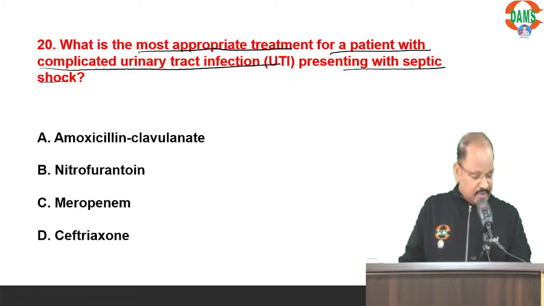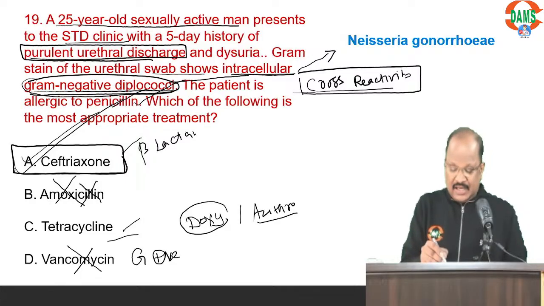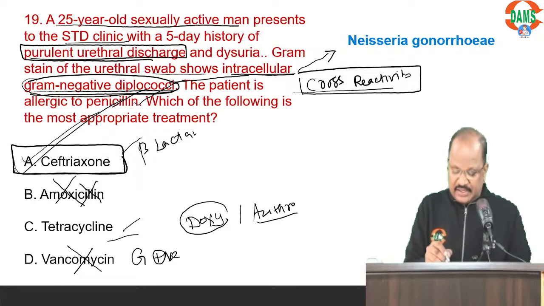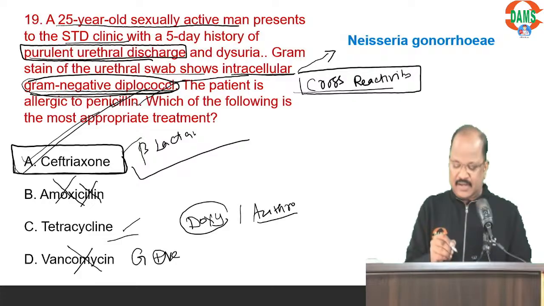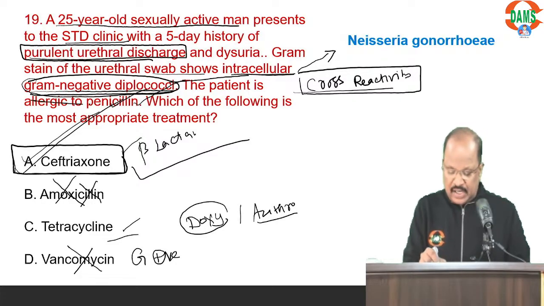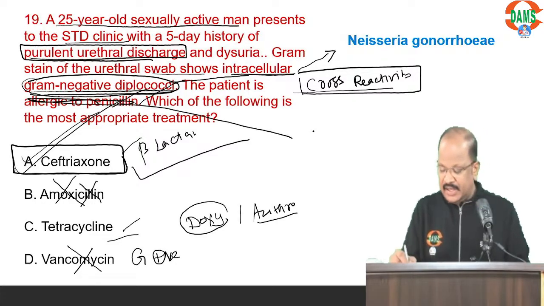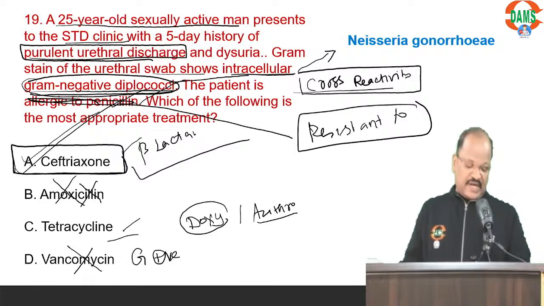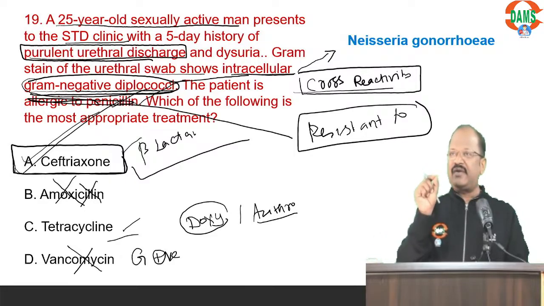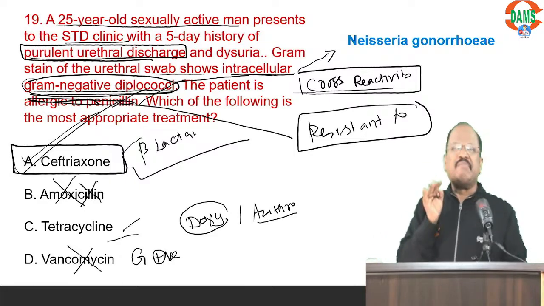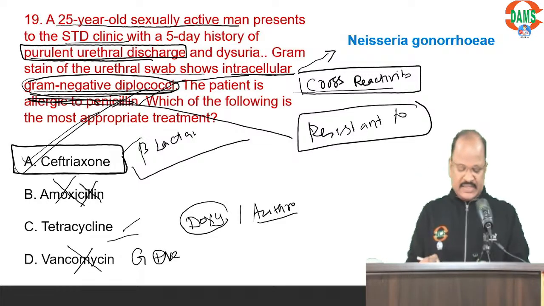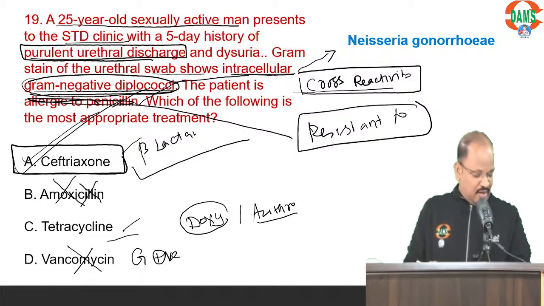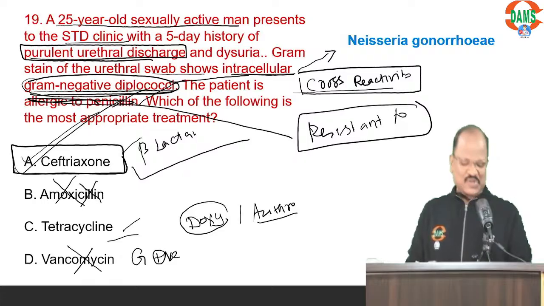Not allergic but resistant. Oh, not allergic. Oh my God. Yeah, yeah, yeah. Yeah, not allergic. Okay, okay. Then the answer is definitely option A. So not allergic, resistant to penicillin. That means the best is ceftriaxone, 250 mg IM single dose. That's the best answer. Okay, so answer A. Good one. Good. Fantastic.